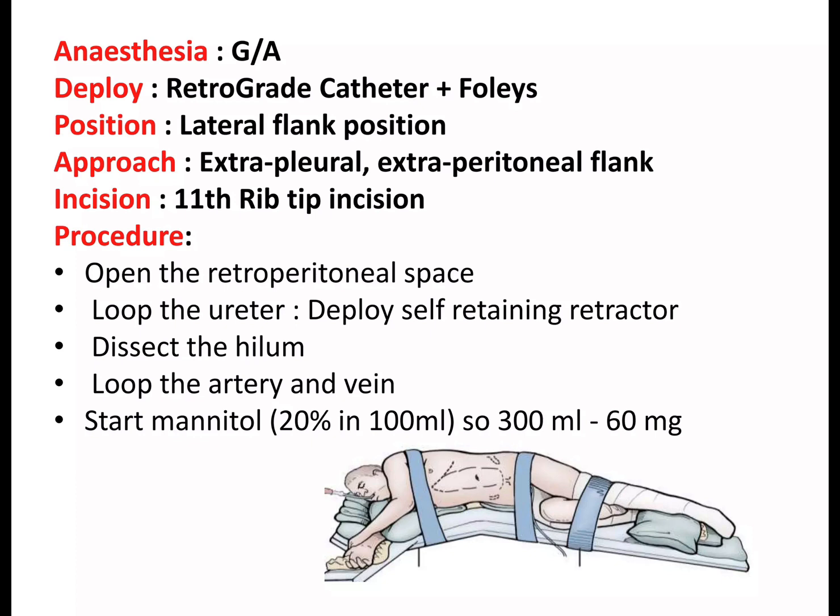After taking the artery and vein in loops, start mannitol. We have discussed its purpose: 20% in 100 ml, which means 20 grams, and for a patient weighing 60 kgs, we are giving 1 gram per kg. So the positioning and the anesthesia, all these are important. So after taking the renal artery and vein loops, start mannitol.